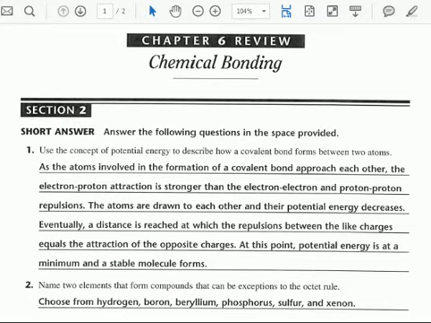So as the atoms involved in the formation of a covalent bond approach each other, meaning they haven't bonded yet, they're moving around individually, as they get closer to one another, the electron-to-proton attraction is stronger than any electron-electron or proton-proton repulsions, right? So the attraction between the negatively charged electrons and the positively charged protons is stronger than any negative-to-negative repulsion or positive-to-positive repulsion. So because the attraction is larger than the repulsion, they want to become closer.